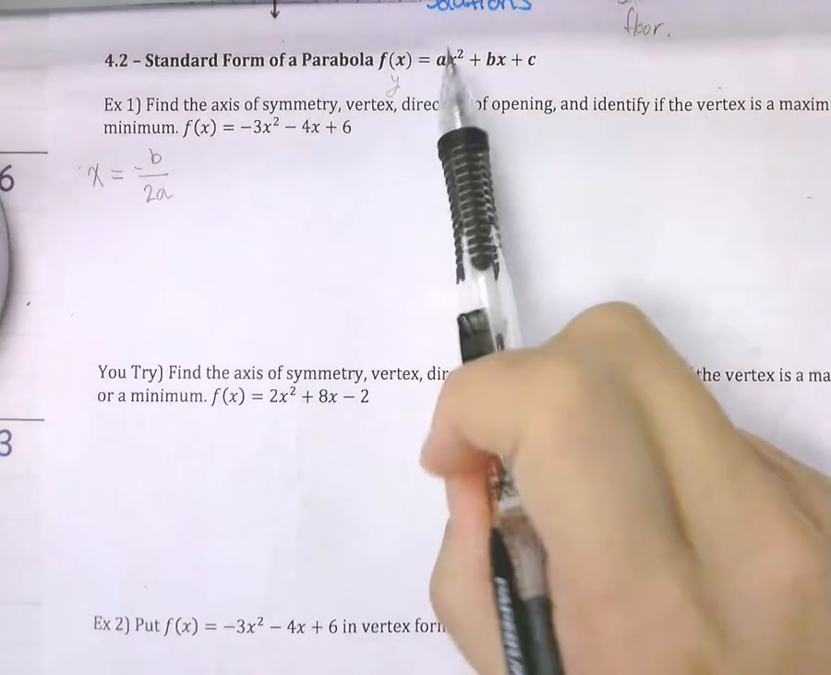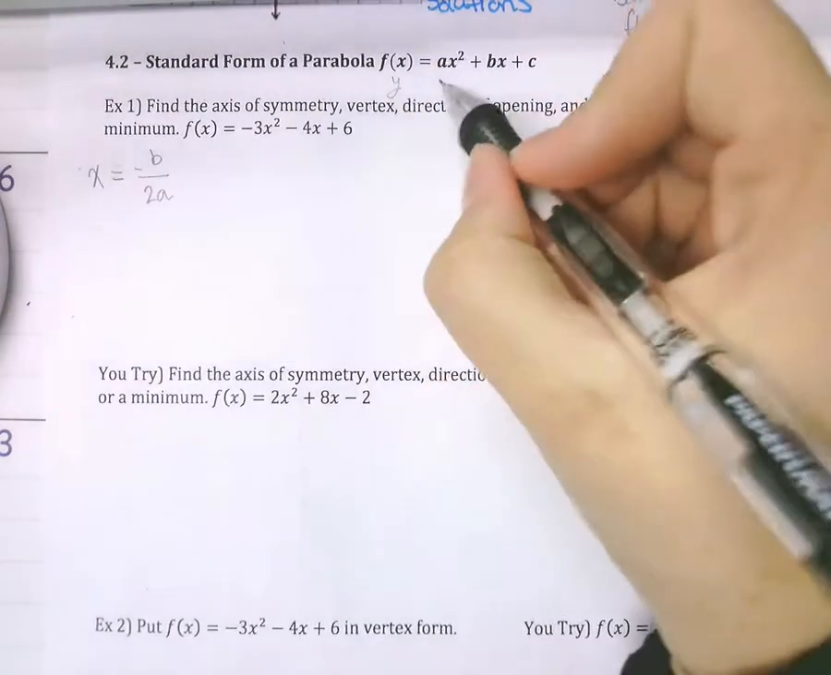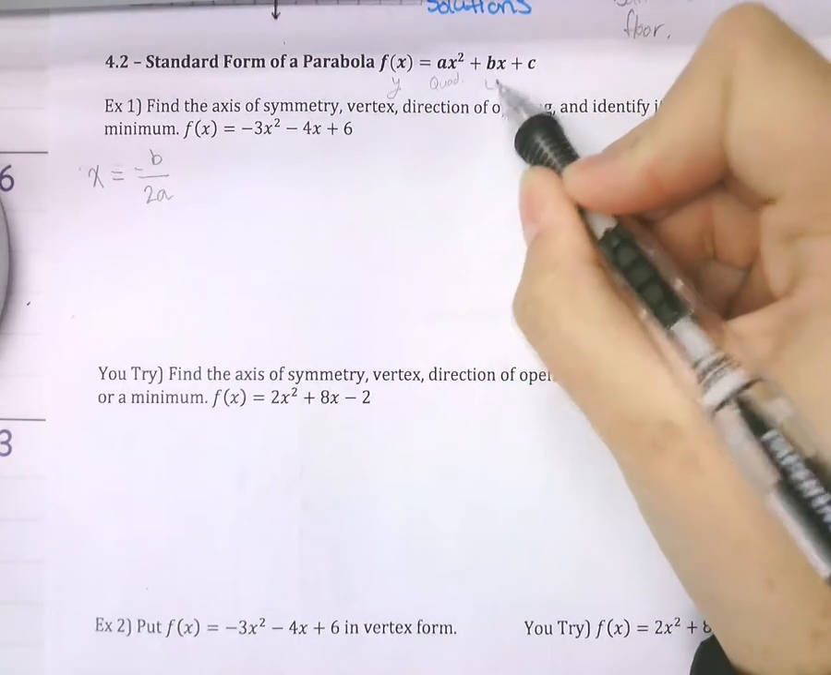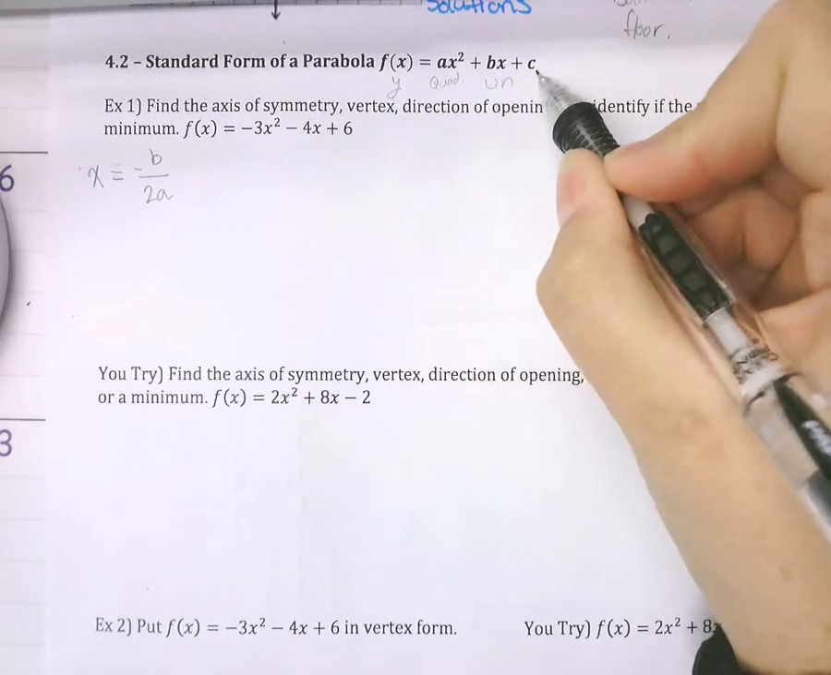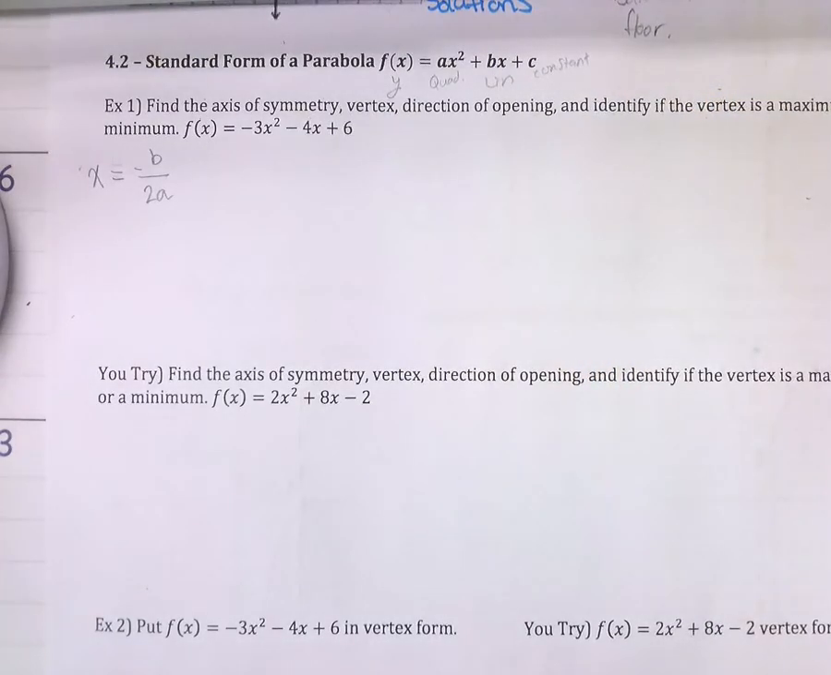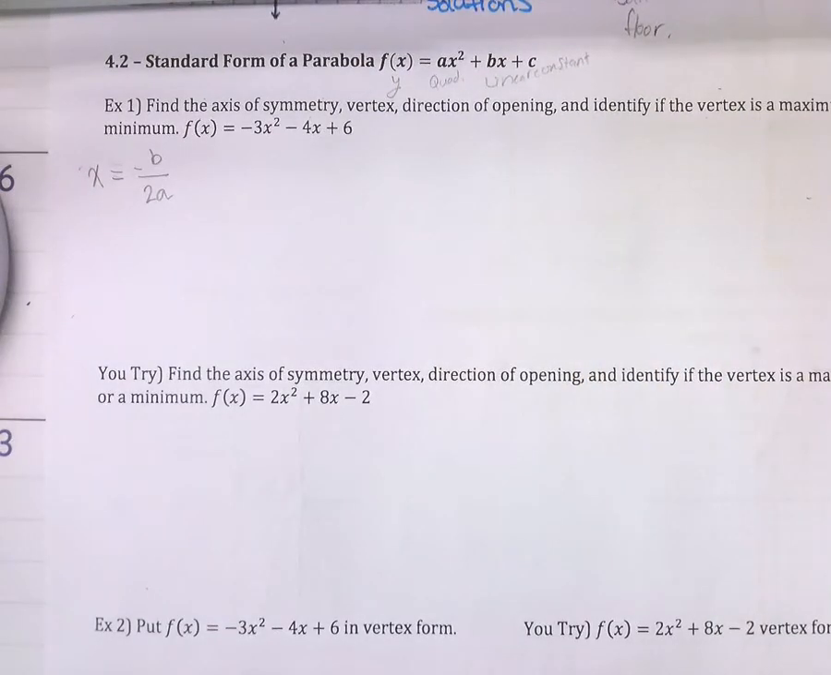Okay, and as you can see, a is the number in front of the quadratic term. B is the number in front of the linear term. And C is the constant. So they're coefficients or constants, A, B, and C.